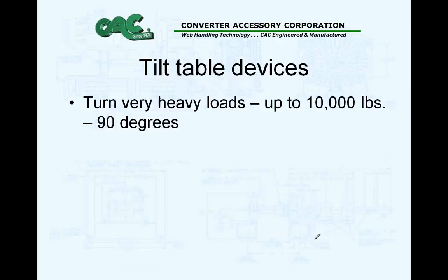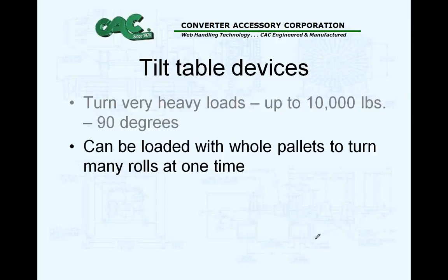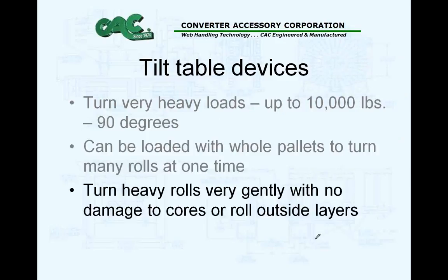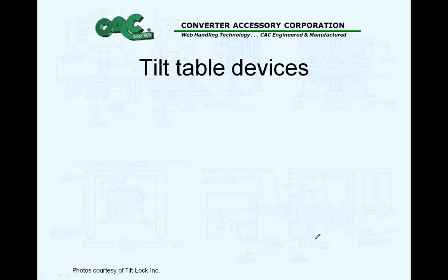Next, we have tilt table devices, and they're designed for very, very heavy rolls of material, up to 10,000 pounds, and they can be loaded with whole pallets of materials, so they can handle very heavy loads and very large amounts of rolls as well. And they turn rolls very gently, and there's no concern with damaging rolls or telescoping.